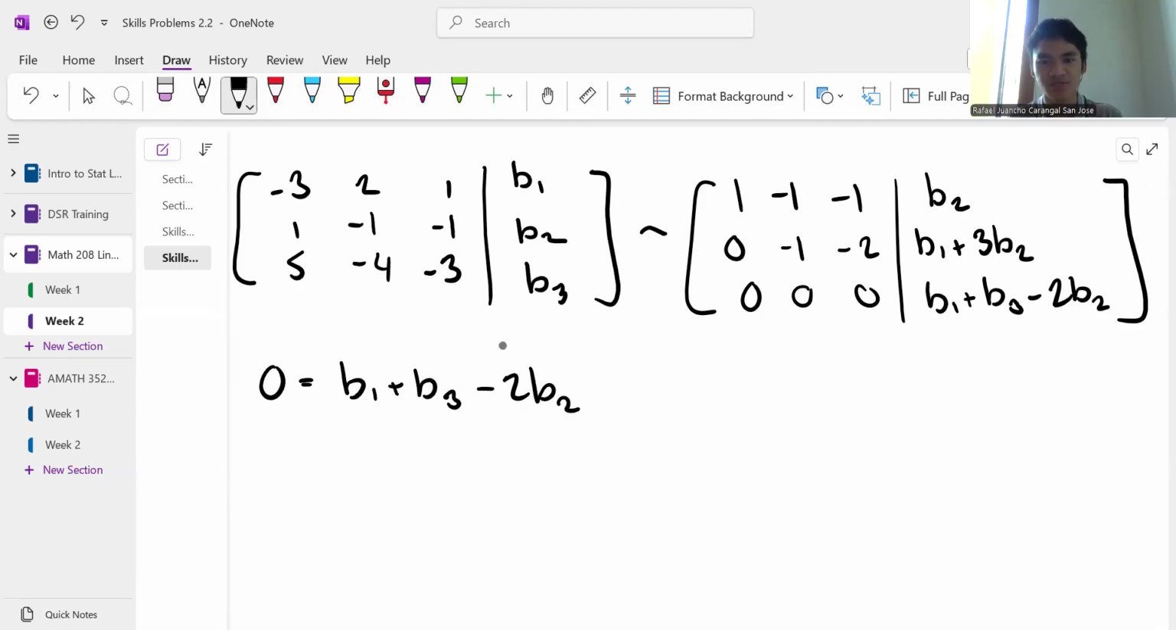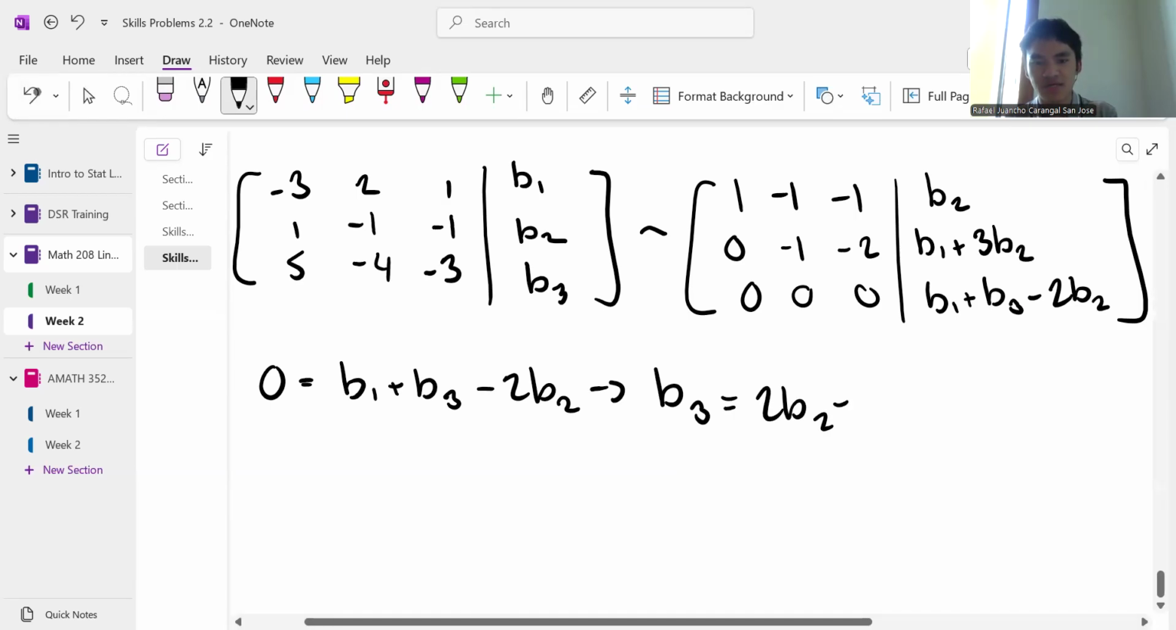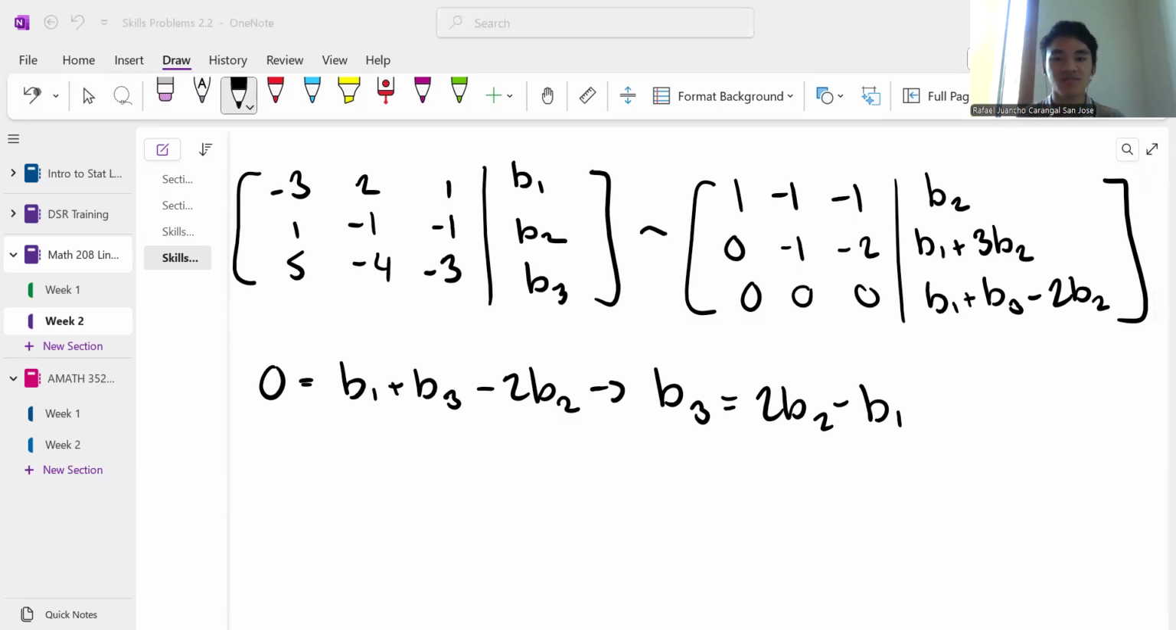Now here's where the issue happens, right? The reason why it doesn't work, because B3 is 2B2 minus B1. And so if B satisfies B3 equals 2B2 minus B1, then the system has solutions. If B does not satisfy that relation, the system is inconsistent, so no solution. And so that's why AX equals B does not have a solution for all choices of B.